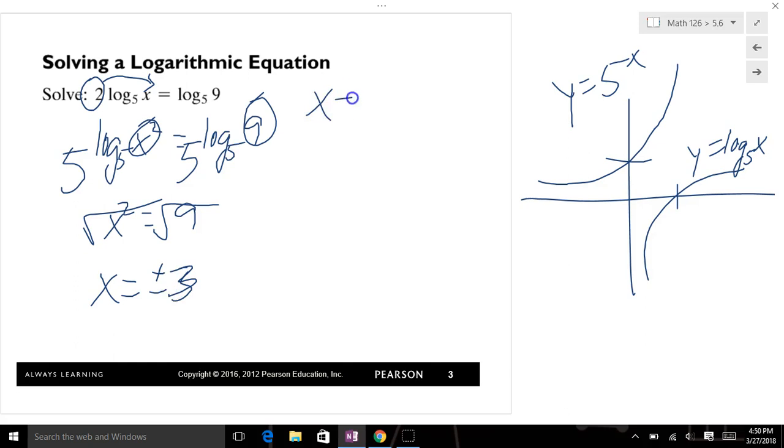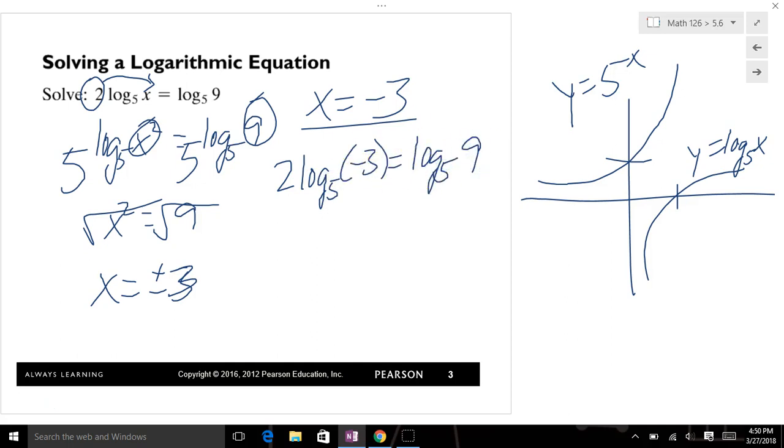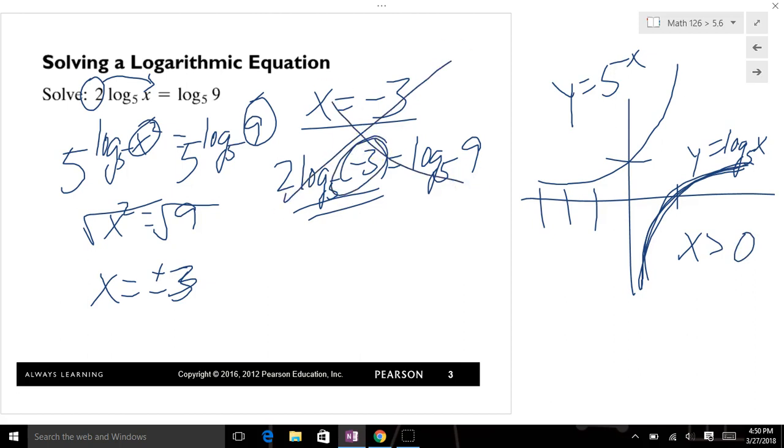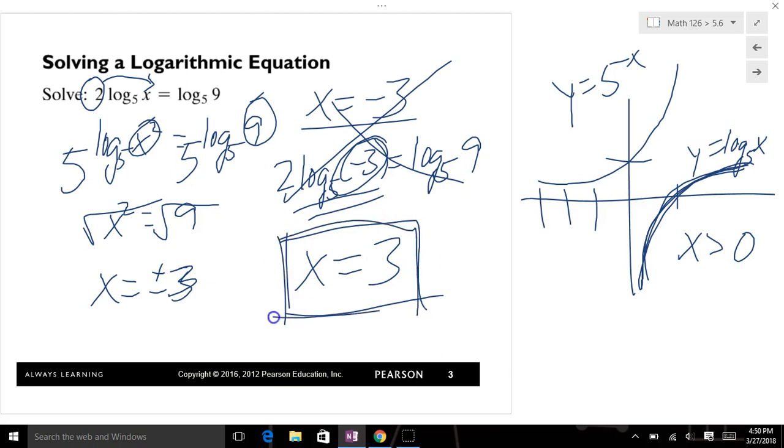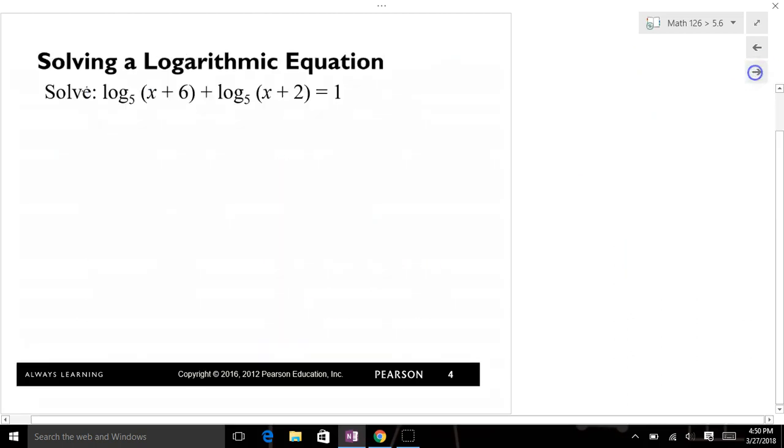So now you want to check that. Does x equal negative 3? Well, we plug it back in. 2 log base 5 of x, which is negative 3, equals log base 5 of 9. Well, we don't have a log base 5 of negative 3. I can't plug a negative 3 into my log base 5 of x because x has got to be positive. That's the domain there. So I can't plug that in. So that negative 3 is an extraneous solution, it's called: a solution that appears to be a solution, but it doesn't satisfy the original. Whereas we put the 3 in, and we're fine on that.